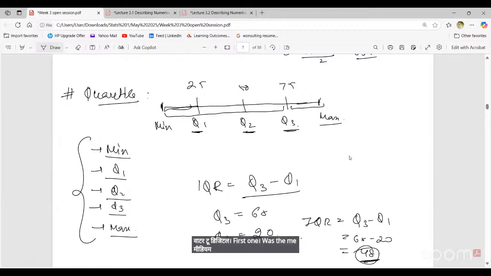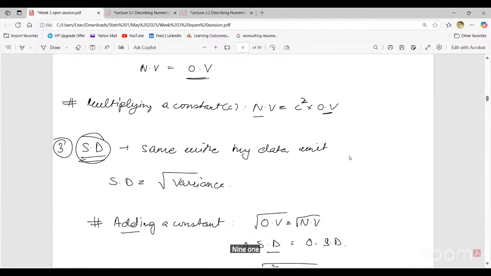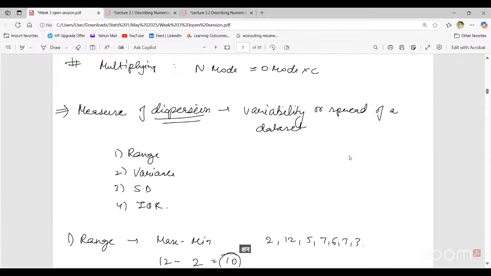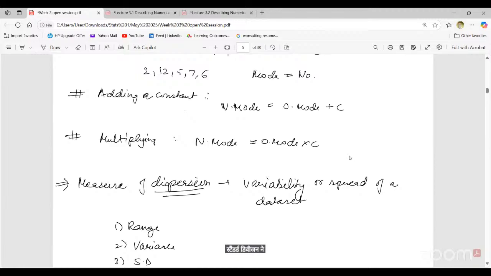Yes. Now, in the measure of dispersion, we had four things. What were they? Range, variance, standard deviation, and interquartile range. These were the things. Okay. So in that mean, if I'm adding a constant, if I'm multiplying a constant, you have to remember all these things. Fine. Got it?